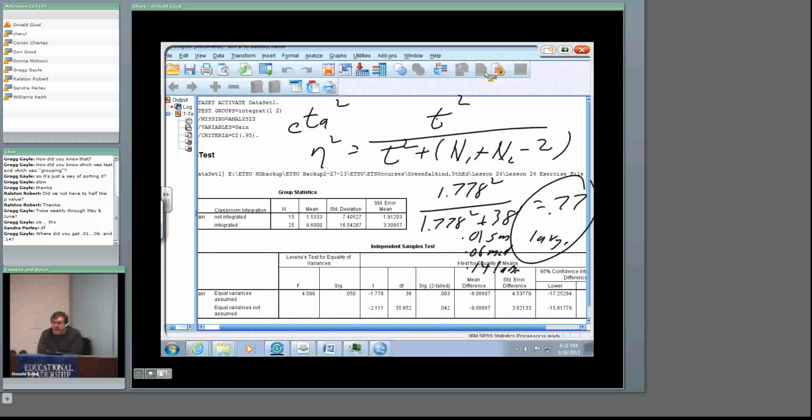Now again, these formulas that we just went over are not the same as the single sample t-test. They're not the same as the paired sample t-test, because we've got different kinds of data.